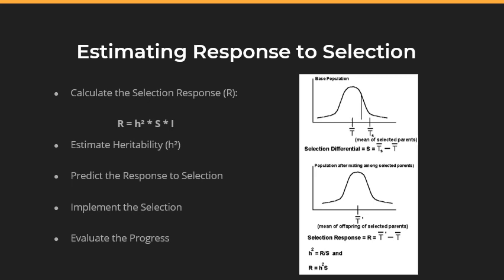Now all that's left is to implement the selection and evaluate the progress. We'll select the offspring from the selected parents based on the trait values and continue the breeding program. Over successive generations, we'd monitor the trait's mean value in the selected population. We'd compare it to the mean value in the base population to assess the effectiveness of our selection program and make adjustments as needed.